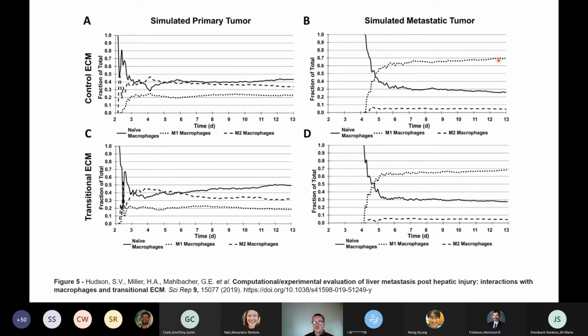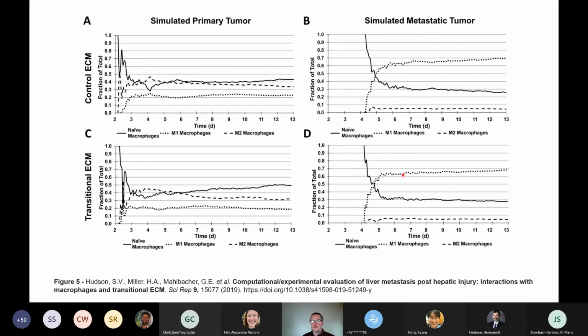The evolution of macrophage subtype populations over time shows that the primary tumor on both ECM constructs exhibited a more balanced proportion of M1 to M2 subtypes, while the M1 subtype dominated the macrophages in the metastatic tumor. From this, we can conclude that there's a complex relationship between extracellular matrix characteristics, vascular density, tumor hypoxia, and macrophage polarization due to cytokine signaling, and how all of these things come together to affect tumor growth over time.